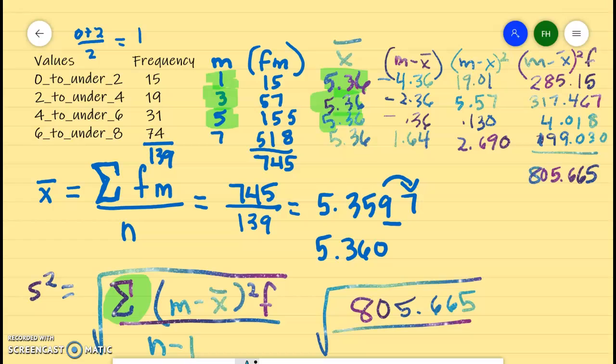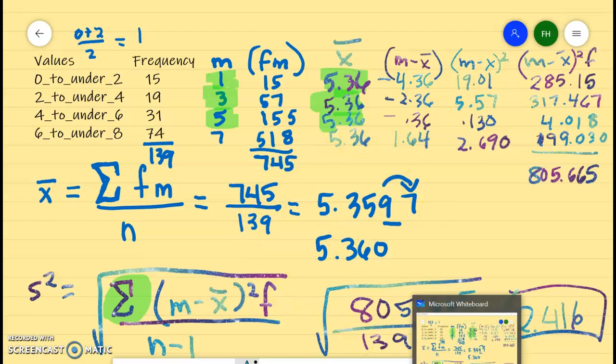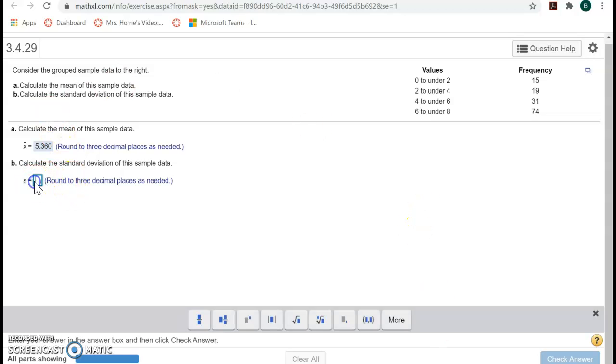So down here, we're going to do the square root of 805.665 divided by n, which is 139 minus 1. So basically, 805.665 divided by 138. And don't round here. Take the square root of that answer. So whatever you get when you divide, don't round that. It's like a really long number, 5.838152174. So when you take the square root of it, you would get 2.416. Now, if I didn't make any mistakes, which it's very easy to make a mistake here, that should be the right answer. If you miss it, it's usually because of rounding.